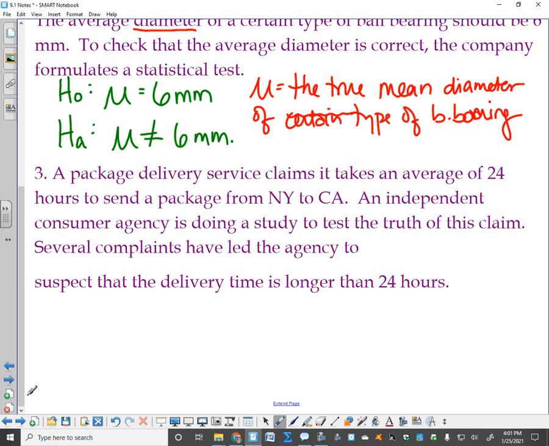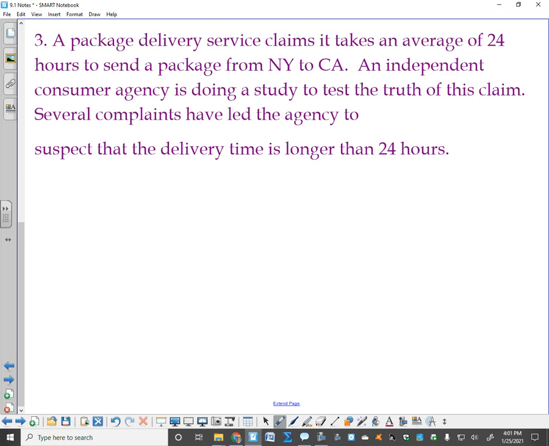If no one's going to complain if it's quicker than 24 hours. Okay. Several complaints have led the agency to suspect that the delivery time is longer than 24 hours. Okay, pause me. Write your null and your alternate and define your parameter, and then hit play.